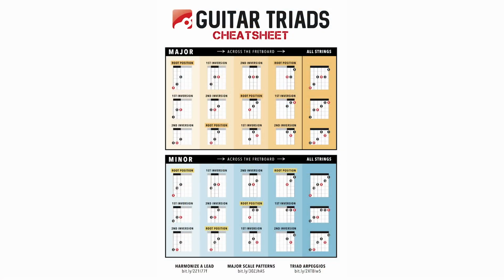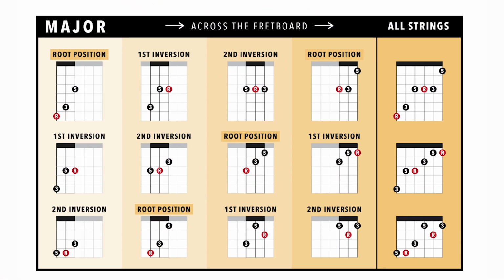So you can hear the difference in those sounds and how it's going to add some variety to what you're doing. So if we look at the chart, we can see in the major box, there's the root position, the first inversion, and the second inversion. So what you just saw was playing these up the highest string sets, up the neck.